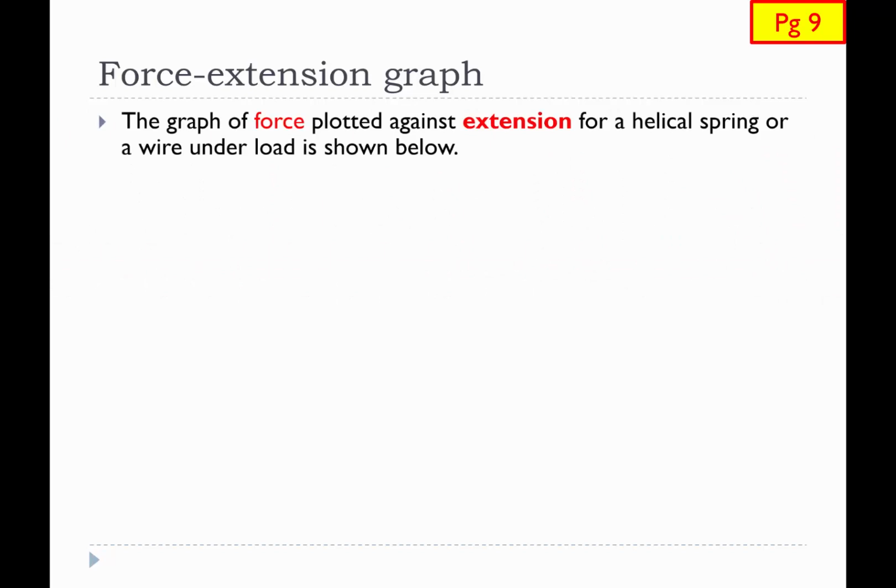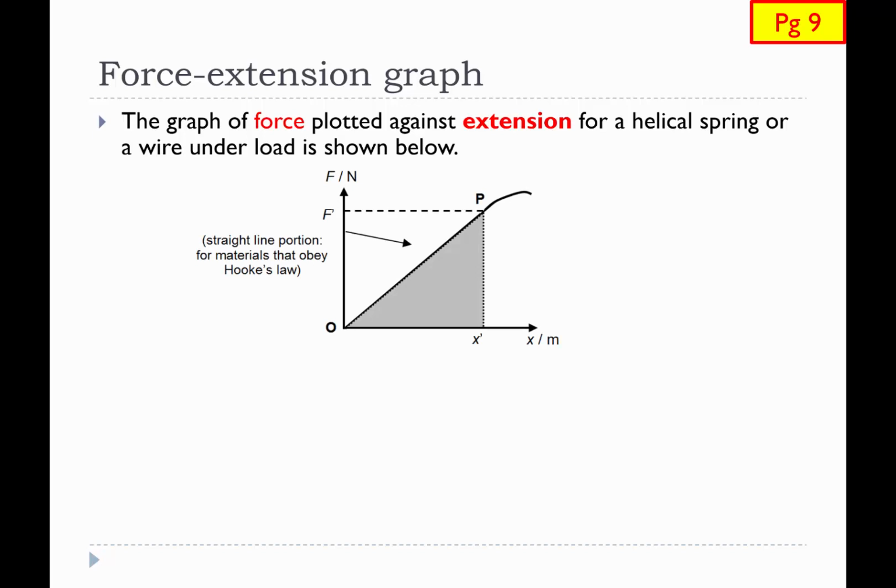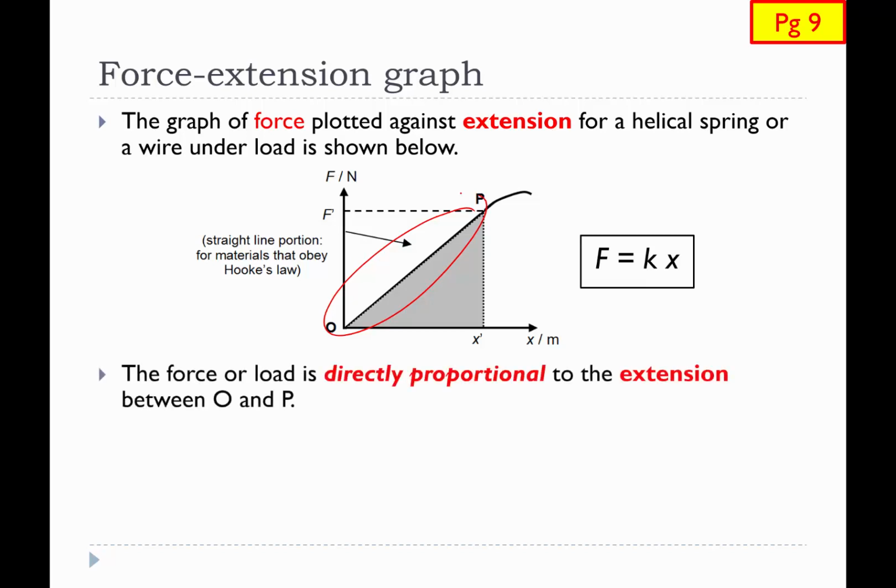Just like how with great power comes great responsibility, with a new equation you have a new graph to learn. Yeah, lame jokes. But anyway, for force plotted against extension, this is how the graph is going to look. It should be obvious that since F equals Kx, there must be a straight line portion that passes through the origin. This straight line portion that passes through the origin obeys Hooke's law. So anything between O and P, we say that the force is directly proportional to the extension.